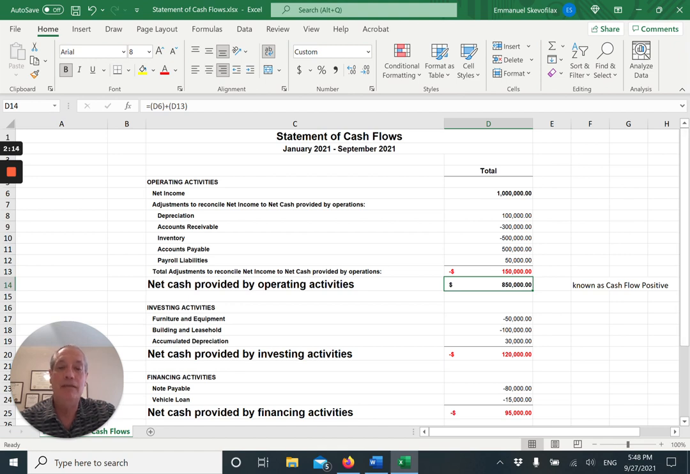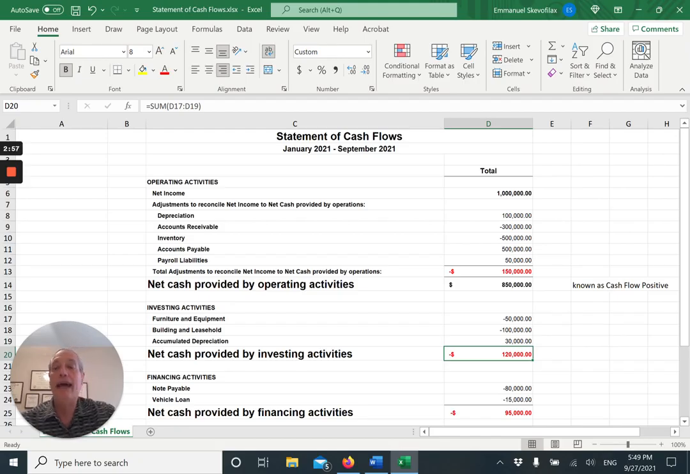The next piece of this is investing activities, which is going to show you, in this example, that you invested $50,000, that's why it's a negative, in furniture and equipment. And you also invested $100,000 in building and leasehold. And then that's offset by $30,000 in accumulated depreciation. You add the three of those up and you get net cash. This is actually negative, so it really should say net cash used by investing activities, $120,000. So let's just hold that right there. So we've got $850,000 provided by, minus 120 here.